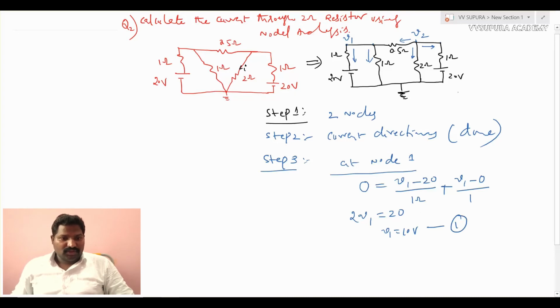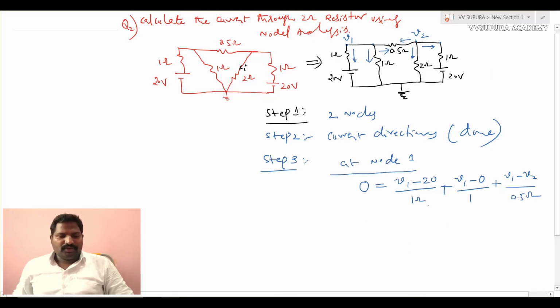But at this node we have to follow this current also, from V1 to V2. So there are 3 currents flowing from this node. So we have to write one more current leaving from V1 to V2, that is (V1 minus V2) upon 0.5 ohms. So the earlier one is wrong. When you make mistakes, only then can we understand better. So when you are practicing the problems, then you will be masters.